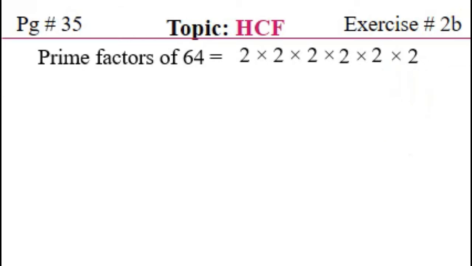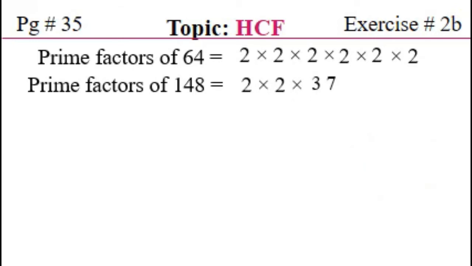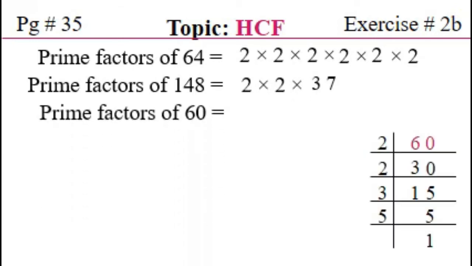In the same way, we will write down the prime factors of 148. Please have a look. Okay, the prime factors of 148 are 2 multiplied by 2 multiplied by 37. Now we will write down the prime factors of 60. So 2 multiplied by 2 multiplied by 3 multiplied by 5.